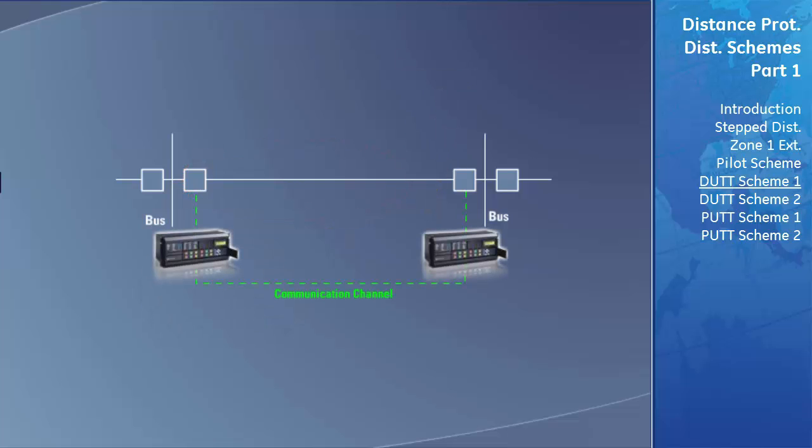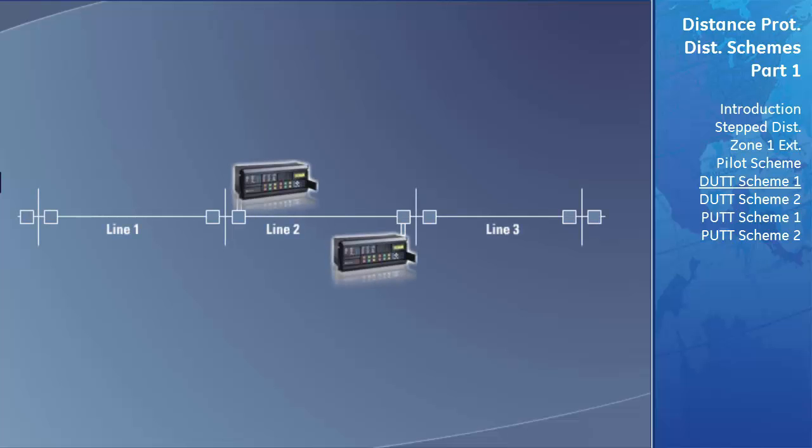As for all pilot-aided schemes, there must be a communication channel set up between the D60s at each end of the line. This communication channel can be one of many different configurations. It can have the ability to only send one bit of data back and forth between the relays, such as a power line carrier can, or may be able to send multiple pieces of data back and forth between the two relays, as fiber optic or microwave links have the ability to do.